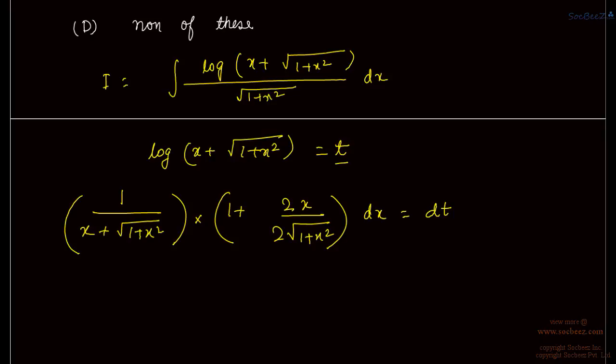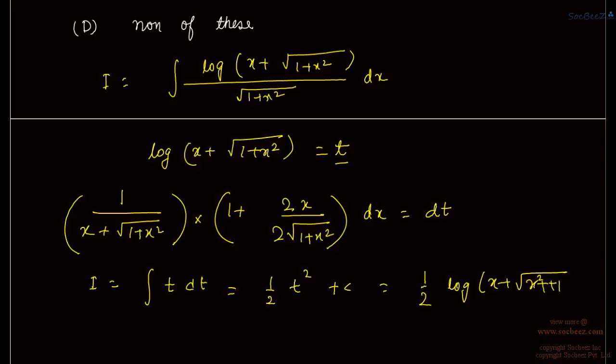Okay, now from here we can have our integration as t dt, right, which is nothing but half t square plus c. So we have half log x plus root x square plus 1, the whole square, that means square of this number, plus c.